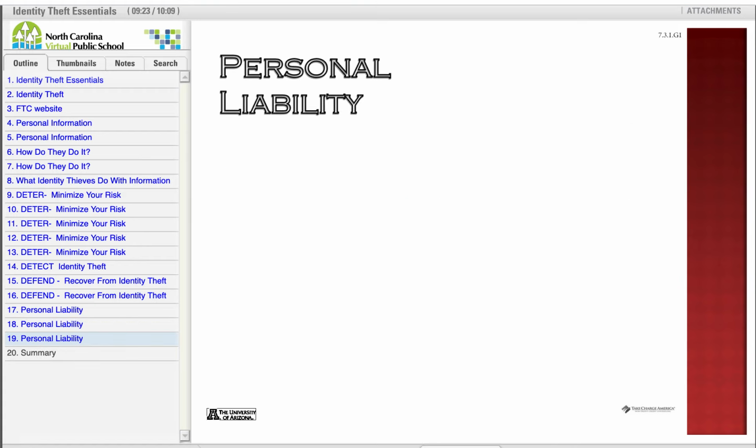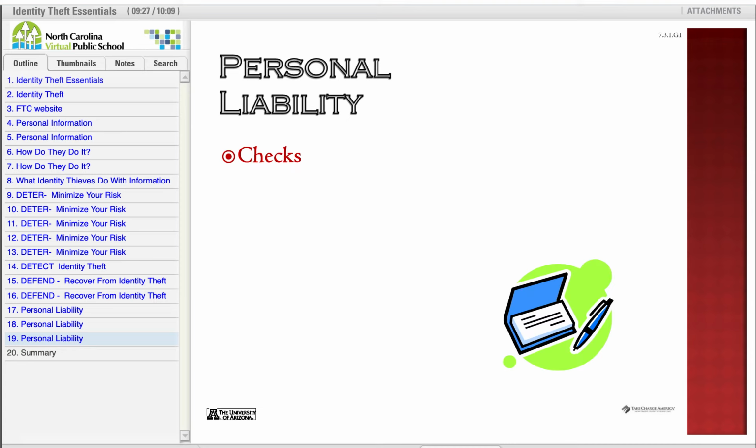Continued. Checks. Contact the financial institution and stop payment. Most states hold the financial institution responsible for losses on a forged check.